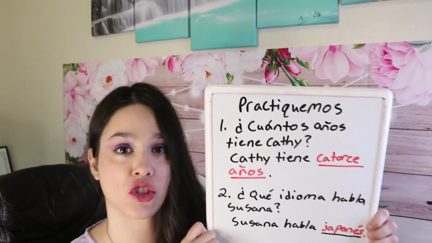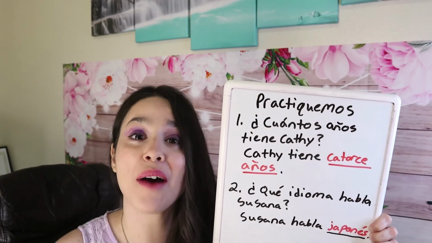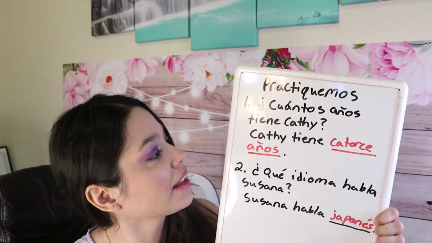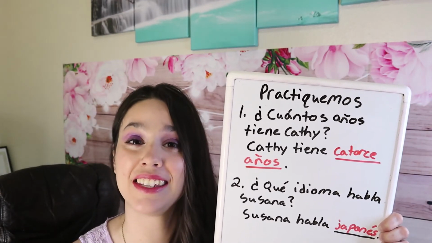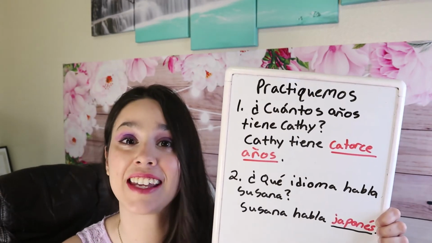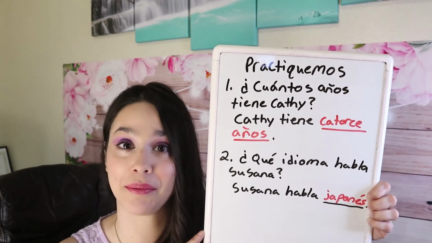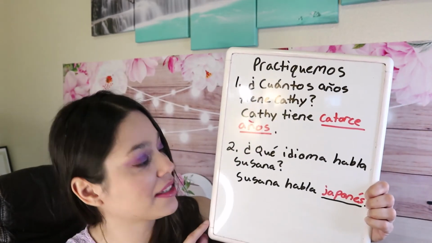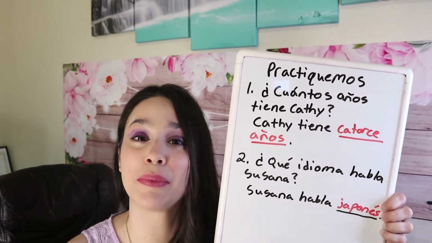So here's our first question. ¿Cuántos años tiene Kathy? Or, how old is Kathy? This is how we would respond to this question. Kathy tiene 14 años. Or, Kathy is 14 years old. Here's the next interrogative question. ¿Qué idioma habla Susana? Or, what language does Susana speak? The response? Susana habla japonés. Or, Susana speaks Japanese. Great job!